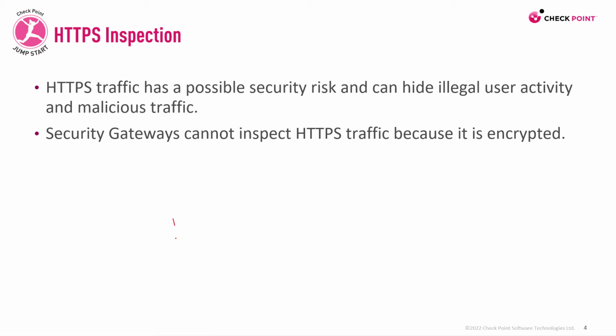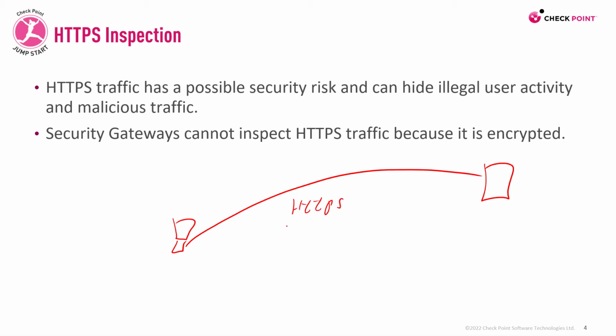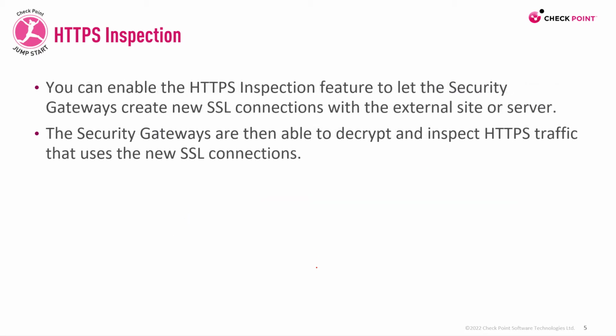Think about it. If you are a user and you're going to some sort of server out there, most of your traffic is HTTPS. So for example, if you're uploading sensitive data into this server, the gateway can't stop it because your data is encrypted. You can enable the HTTPS inspection feature to let the security gateways create new SSL connections with the external site or server. The security gateways are then able to decrypt and inspect HTTPS traffic that uses the new SSL connections.